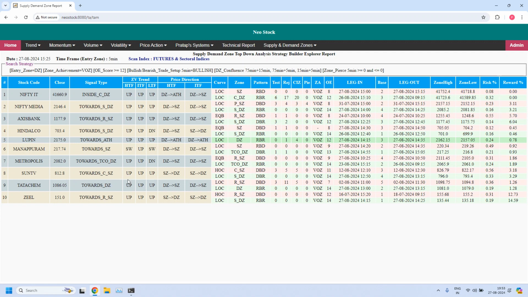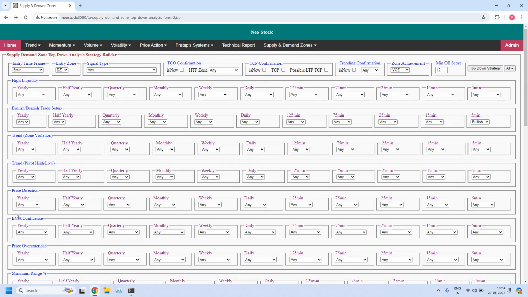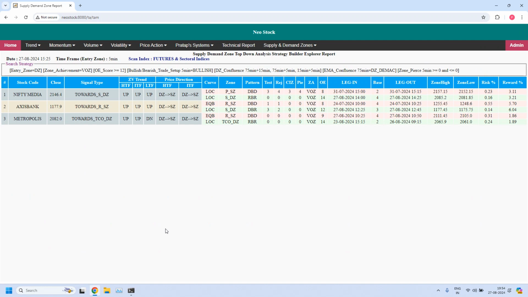Now let's verify these stocks in confluence with daily EMA, the 75 minute zones, because 5 minutes and 15 minutes zones are part of 75, that is zone confluence. That's why I am verifying 75 with daily EMA confluence. So in the EMA confluence, in 75 minutes time frame, I am looking for the 75 minutes demand zone with daily EMA confluence. This is a high probability trade setup. So these 3 stocks are supporting.